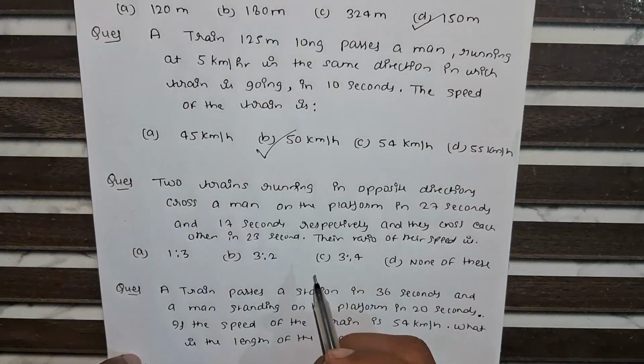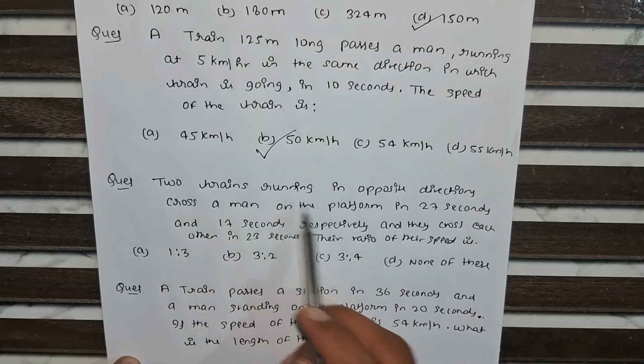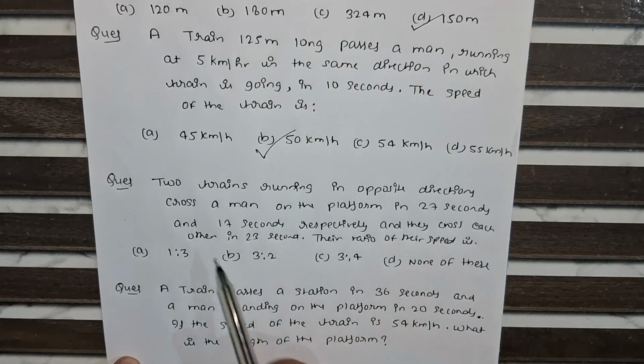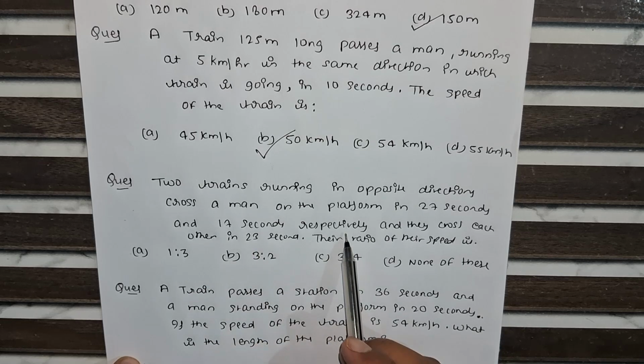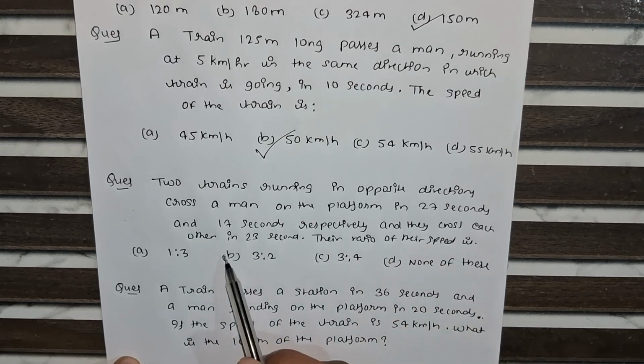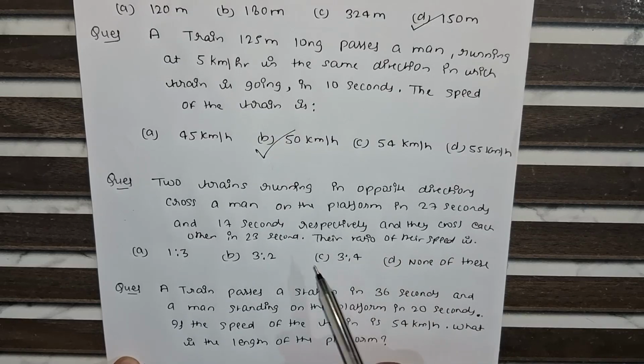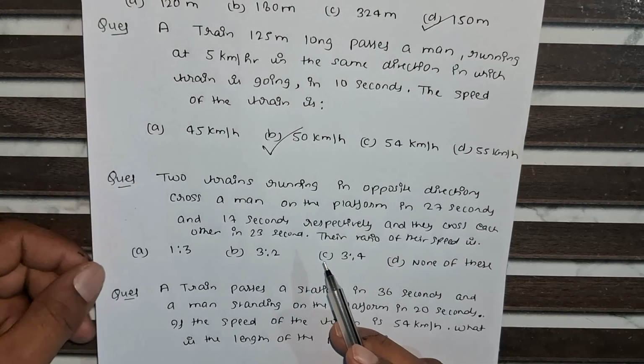Now move to our third question: two trains running in opposite directions cross a man on the platform in 27 seconds and 17 seconds respectively, and they cross each other in 23 seconds. So what is the ratio of their speeds? In this question, we have to find the ratio of the speeds of both the trains. Let's solve this problem.